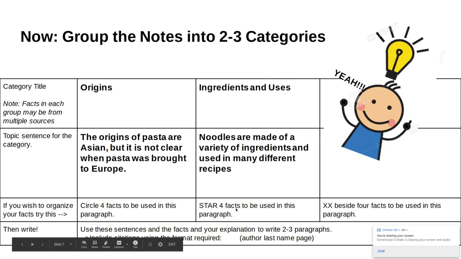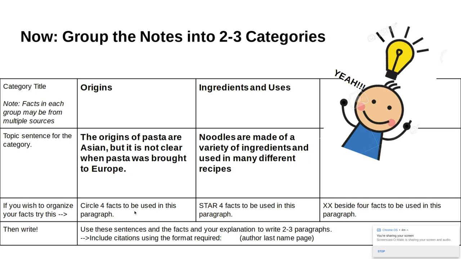This table is also on your worksheet for today. I've given you space for 3 categories, but you only have to use 2. You could use 3. Some of you will find it easier to use 3. I'm using 2. My first category is origins. My second category is ingredients and uses. Write a topic sentence for that category. My topic sentence is the origins of pasta are Asian, but it is not clear when pasta was brought to Europe.